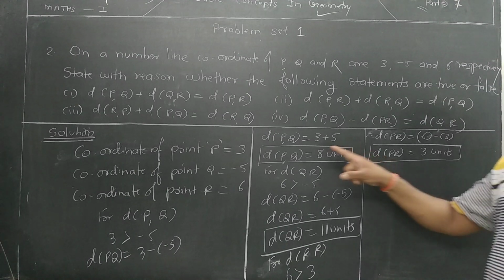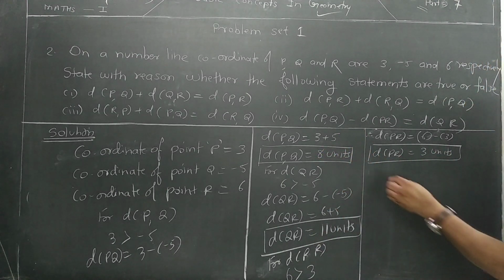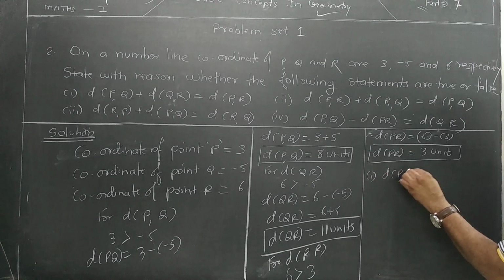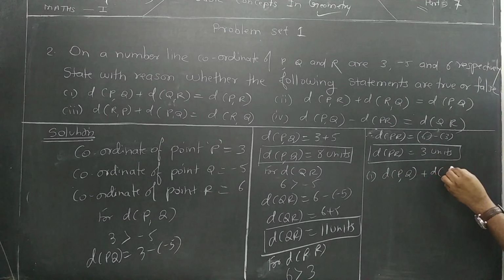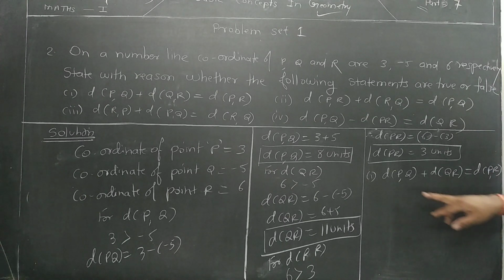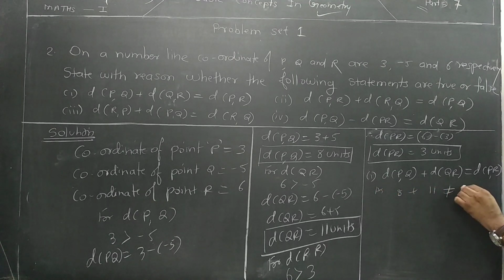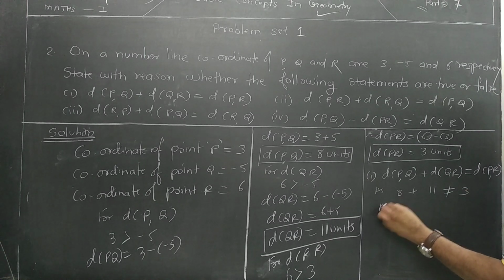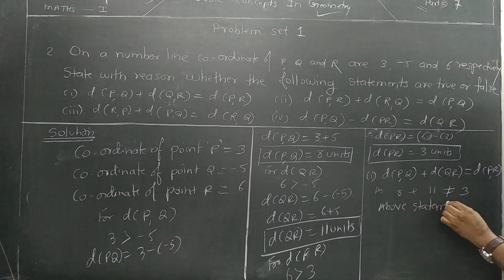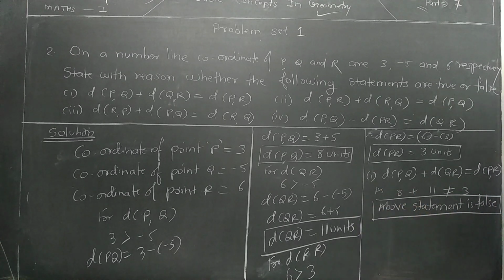Now we have the values of PQ, QR and PR. The first statement was, distance PQ plus distance QR is equal to distance PR. How much is distance PQ? PQ is 8, right? And QR is 11. So 8 plus 11 is 19. Is it equal to 3? No. As 8 plus 11 is not equal to 3, the above statement is false. This is the answer for the first statement.